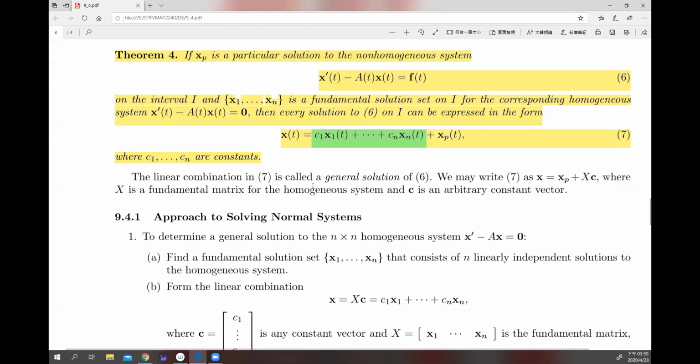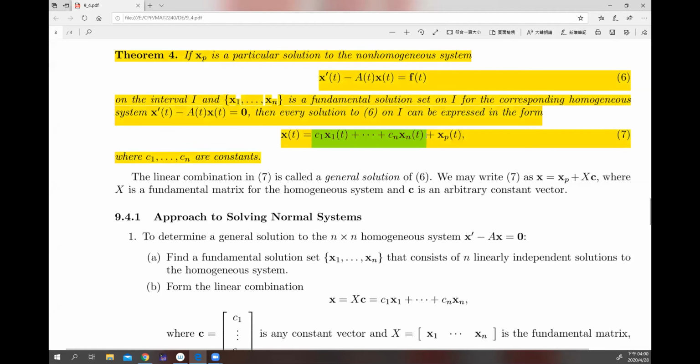All right, so in theorem 3, we looked at the homogeneous case. Theorem 4 tells us about the non-homogeneous case, right? So now that our f of t is not 0 anymore, it's going to be some function. The general solution can be expressed as this part, equation 7. So you have c1x1 up to cnxn.